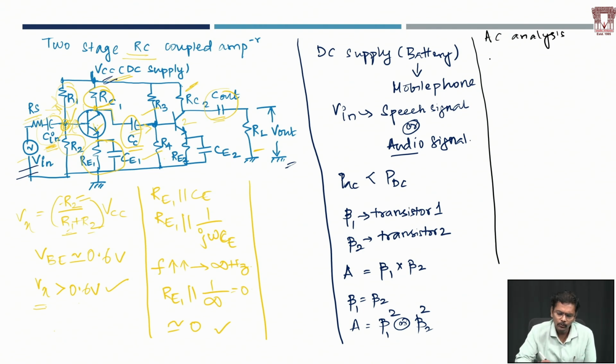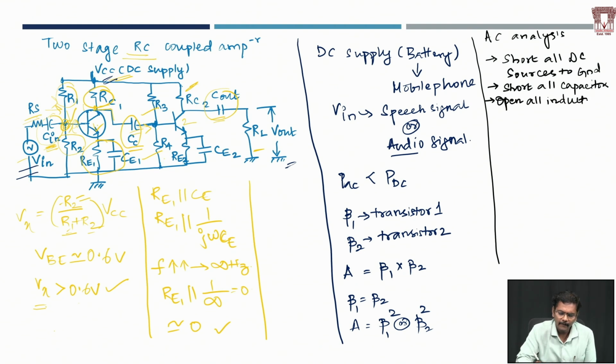When I do AC analysis, the first thing I am supposed to do is short all DC sources to ground. That's the first one. The second thing that I'm supposed to do is short all capacitors. The third thing, open all inductors. So these are all the three important things that we are supposed to do. Now let me go ahead and do the same for this one.